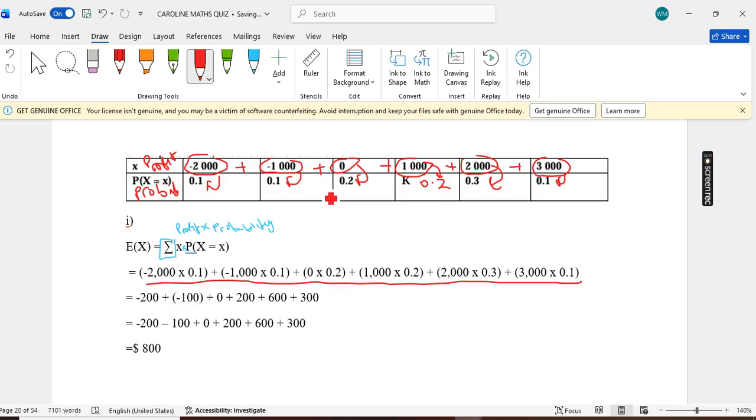So after you do your multiplications, you get these values here, and you add them up. And when you add them up, you find your expected profit or expected earnings is $800. Which means if you invest in this airtime vending business, on average, expect to make a profit of $800. That's what we're saying. Any questions?